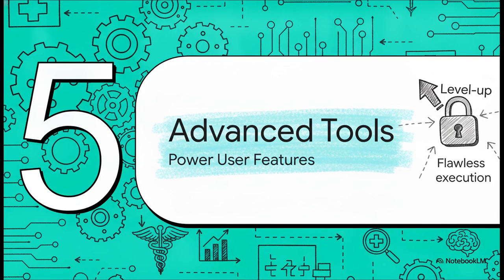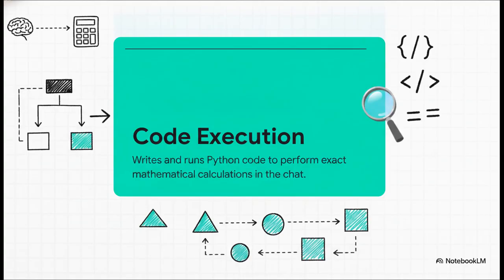Finally, Section 5. Advanced Tools and Rules. Let's look at some true power user features. Let's demystify a tool called code execution. So normally, AI language models are basically just guessing the next word, right? Which makes them notoriously bad at complex math.